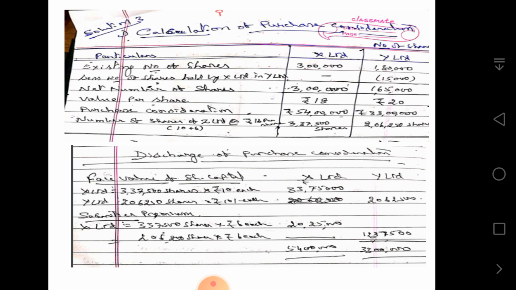Discharging of purchase consideration. Now they discharge. X Limited 3,37,500 shares at 10 rupees each, so it comes to 33,75,000. Y Limited 2,06,250 shares at 10 rupees, it works out to 20,62,500. Securities premium: X Limited 3,37,500 shares at 6 rupees each comes to 20,25,000. Y Limited 2,06,250 shares at 6 rupees each works out to 12,37,500.